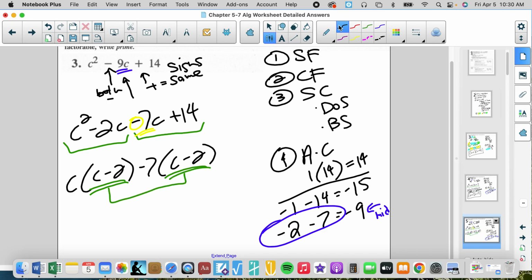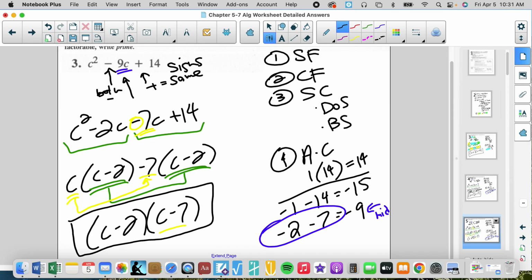Now I'm going to factor that out. I'm going to pull that out because they both have that in common. If I remove it, it leaves me with c minus 7. Where did I get the c minus 7? Right here. Okay, that's where the c minus 7 is coming from, and I'm done. And if I multiply that back real quick, I get c squared minus 7c minus 2c plus 14, or c squared minus 9c plus 14, which is my starting trinomial.